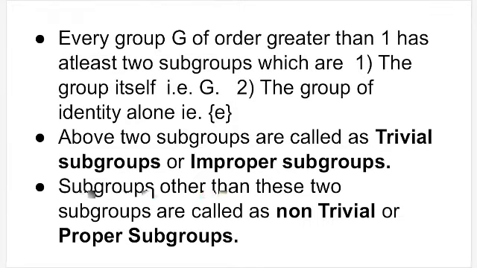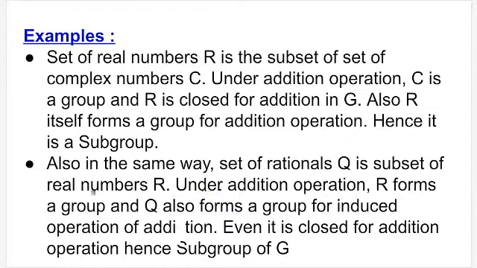Now we will see some examples of subgroups. So here are the examples. Our first example is that the set of real numbers R is a subset of complex numbers C. Under addition operation, C is a group and R is closed for addition in C. Also, R itself forms a group for the addition operation, hence it is a subgroup.